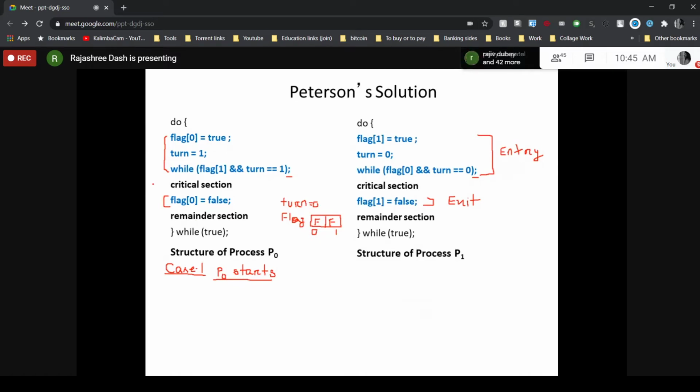So let the initial value of turn be 0 and the flag array contain false values. Now P0 starts. The first statement it executes is flag 0 equal to true, so now flag 0 is true. It has executed flag 0 equal to true.